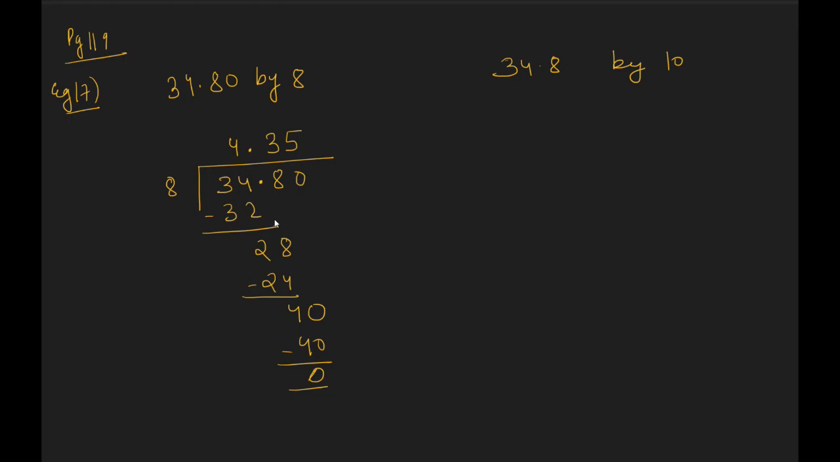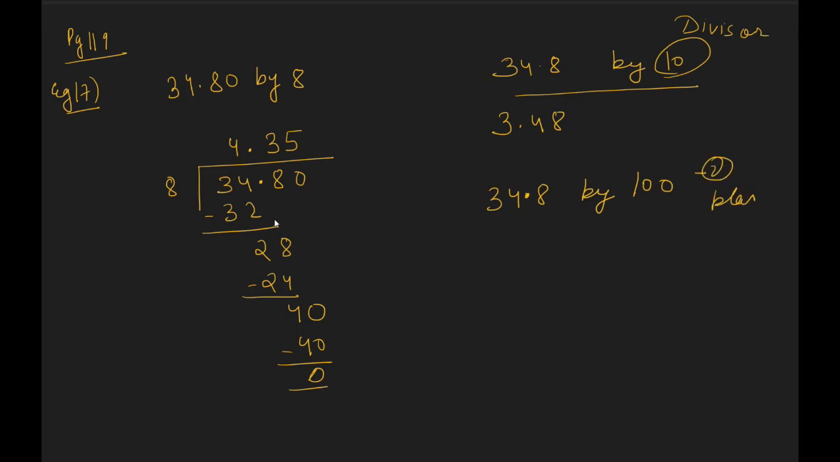We will just simply move the decimal point to the left as many places as we have zeros in the divisor. So this is your divisor. We have one 0 in the divisor, so this will be 3.48, and we are dividing it by 10. If we divide 34.8 by 100, then we move this decimal point 2 places to the left. How many places? 2 places.